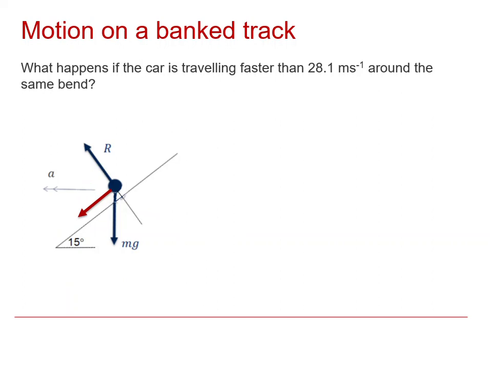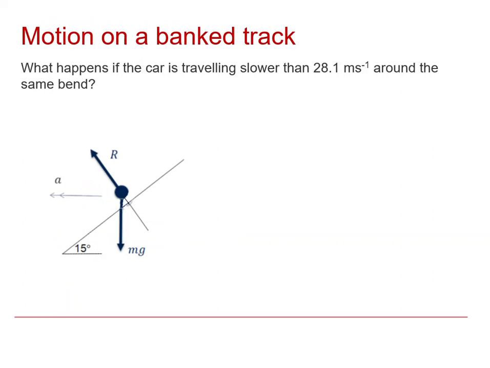If on the other hand it travels more slowly, then we're going to get a setup in which the v squared over r term is rather less, and so it isn't enough to match the R component, and that means to say there must be a force reducing the effect of R along the radius, and that can only happen if it's up the plane. So there we are, we have a friction force up the plane.